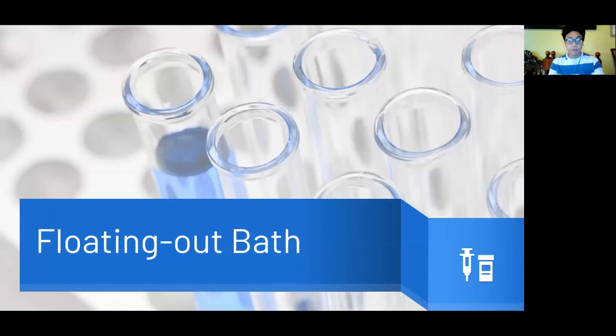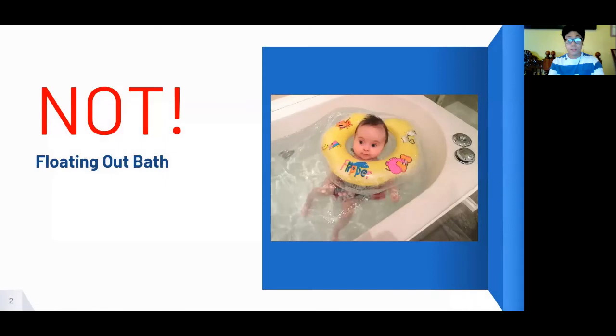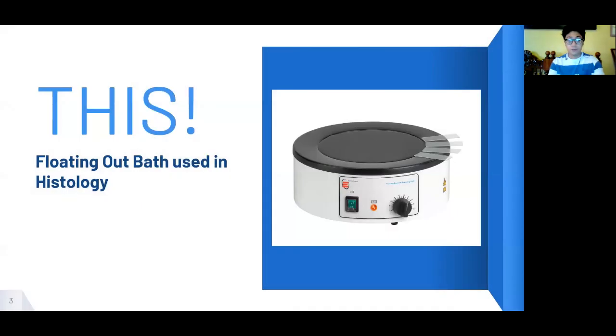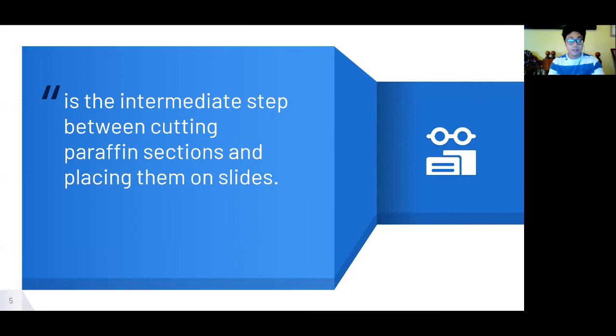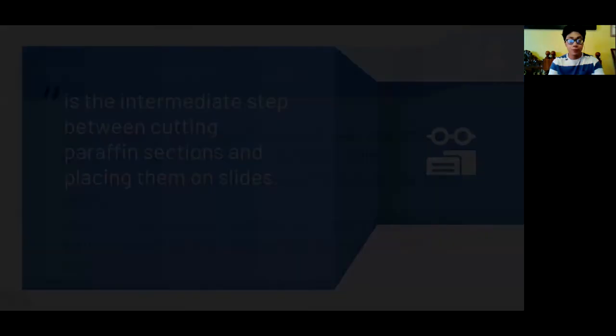Now we are going to talk about the floating out bath. But first, this is not the floating out bath we are going to discuss. This is the floating out bath used in histology. What is a floating out bath? It is the intermediate step between cutting paraffin sections and placing them on slides.